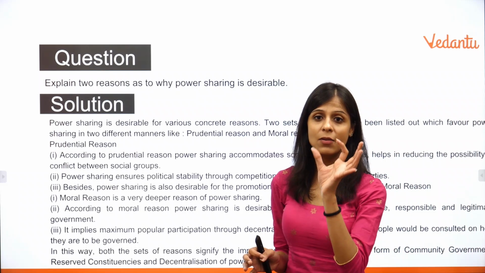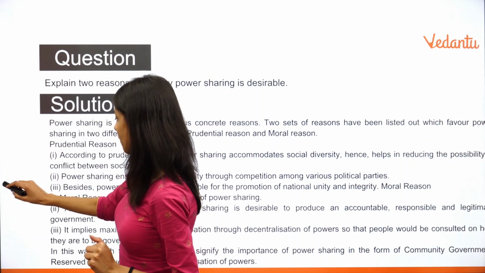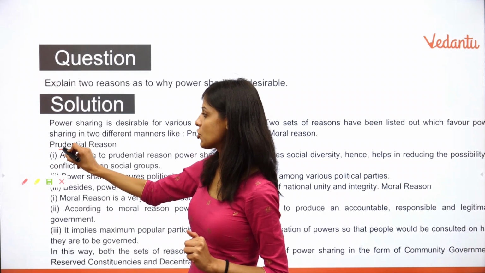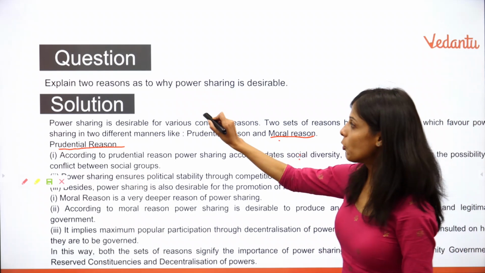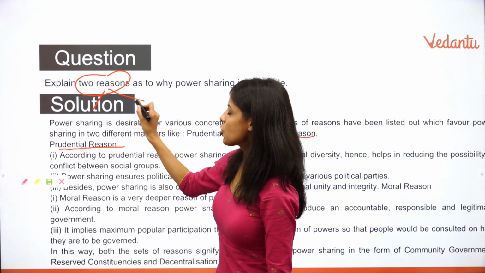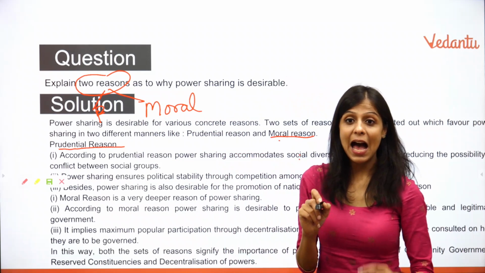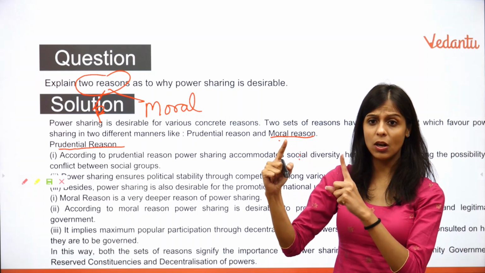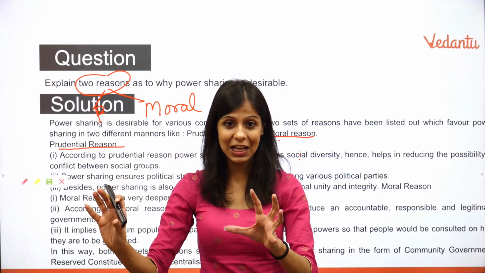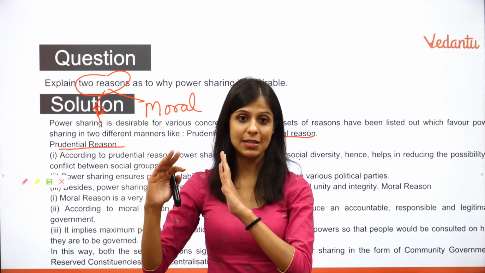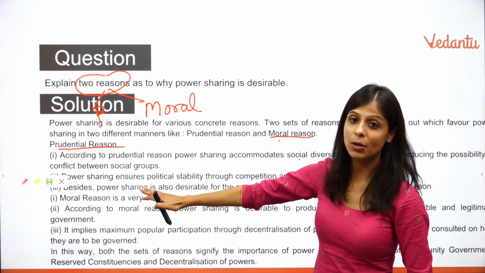The two sets of reasons why we are talking about power sharing: the very first one, underline it guys, please underline it, is the prudential reason, and the second reason I'm going to talk about is the moral reason. In this case, I have drawn a very small block diagram in which I have written prudential reason and moral reason, so that it becomes pretty clear to the teacher. I have retained all the important points related to prudential.